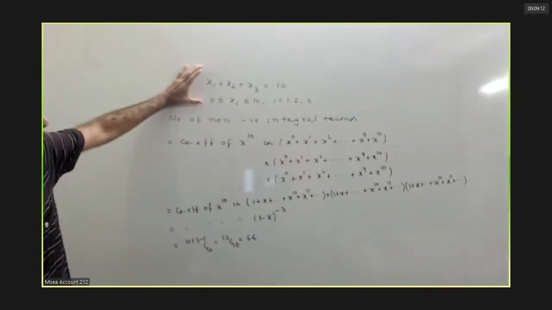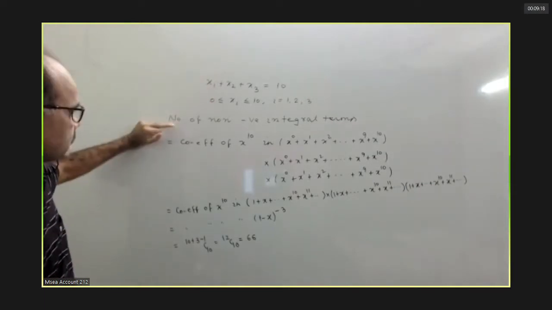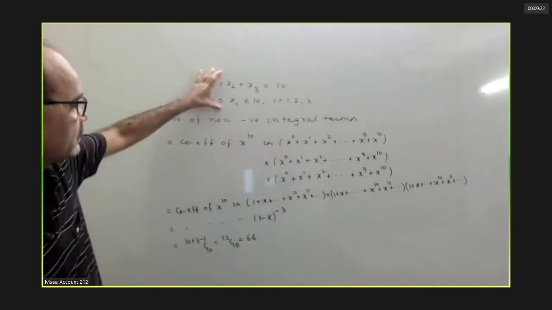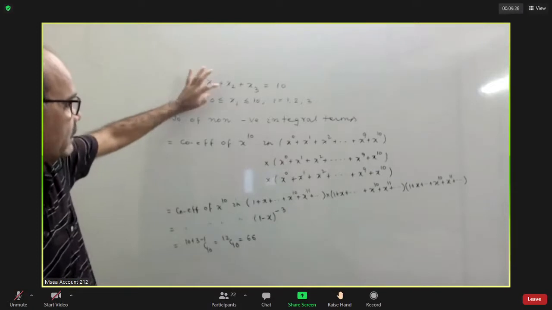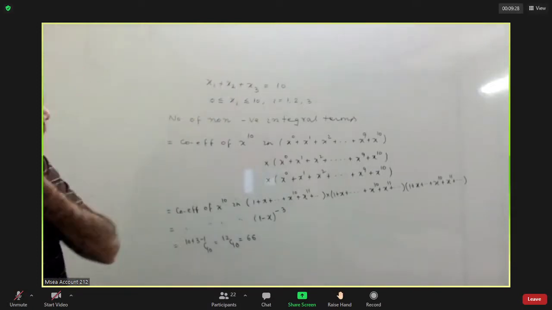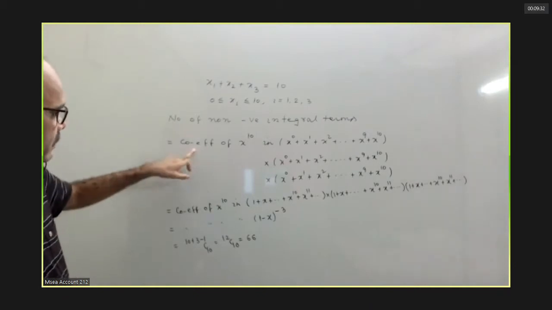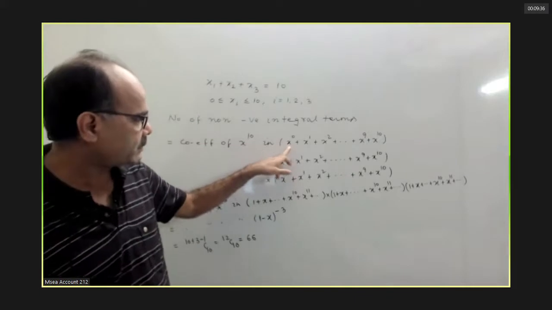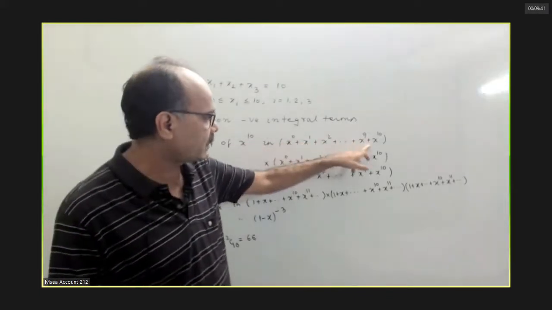This we will use in the next topic, permutation and combination. Number of non-negative integral solutions of x1 plus x2 plus x3 equal to 10. So the number of solutions will be the same as the coefficient of x to the power 10 in (x to the power 0 plus x to the power 1 plus x to the power 2 up to x to the power 10) cubed.